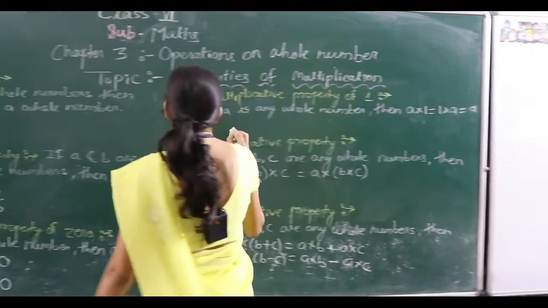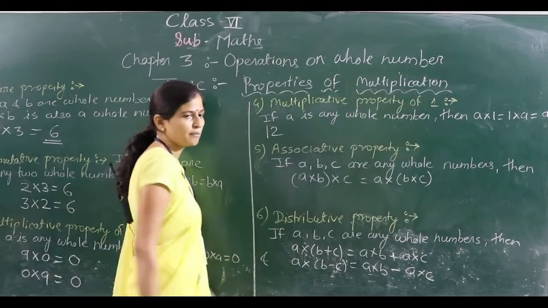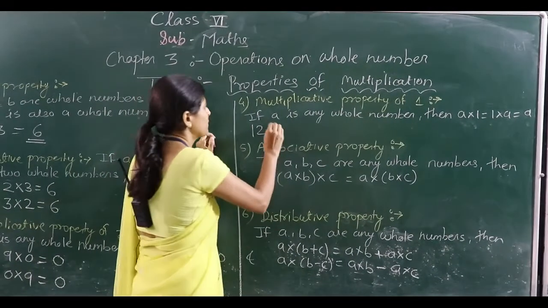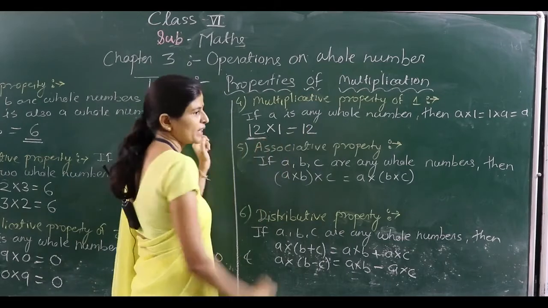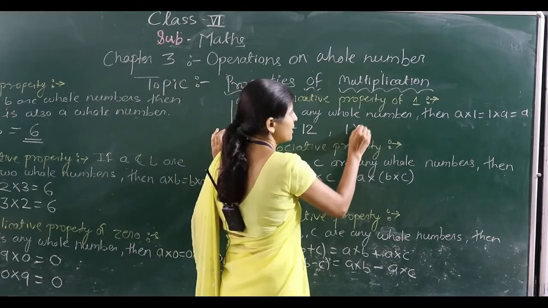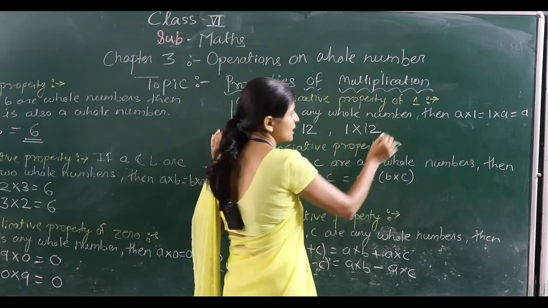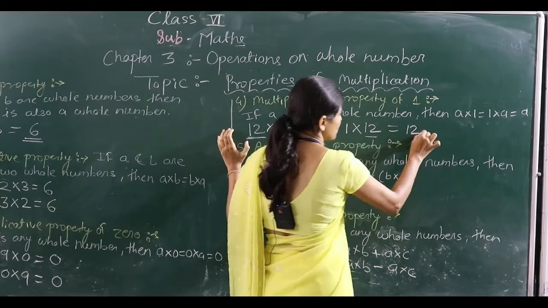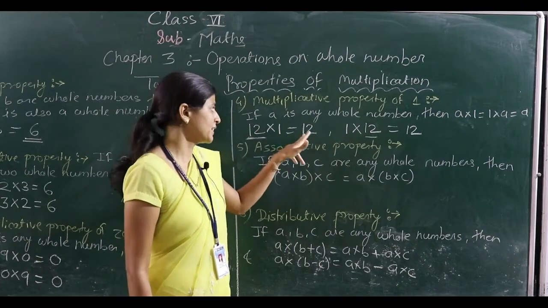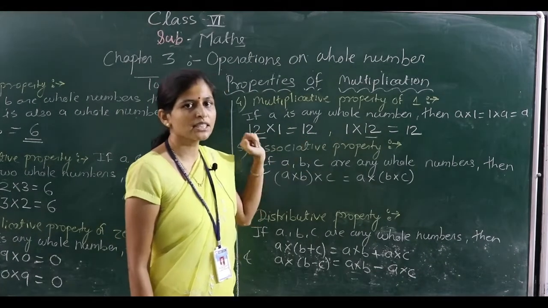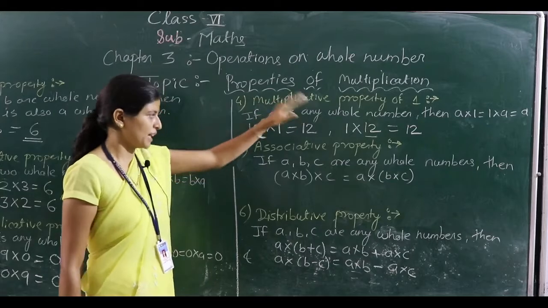Means if we multiply any number by 1, we get the same number as an answer. For example, suppose we take any whole number, 12. We multiply 12 by 1, what answer do we get? The same number, 12. Again, if 1 is multiplied by 12, what is the answer? The number 12. Means if we multiply any number by 1, we get the same number as an answer. This is the multiplicative property of 1.